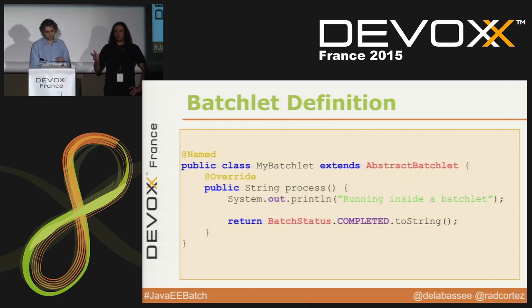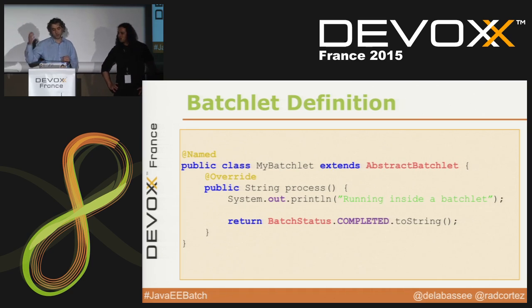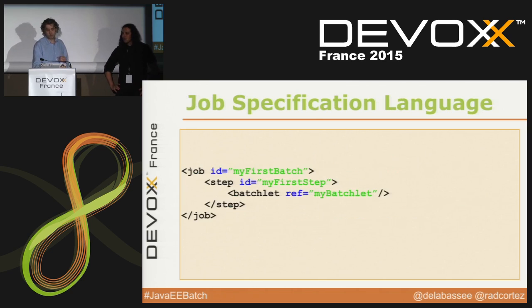Yeah, so just as an additional detail, the things that you have in red are the ones from the batch API on the code. So as you can see, all the rest is standard API. Only the AbstractBatchlet and the BatchStatus are from the batch API. So now we have the batchlet.